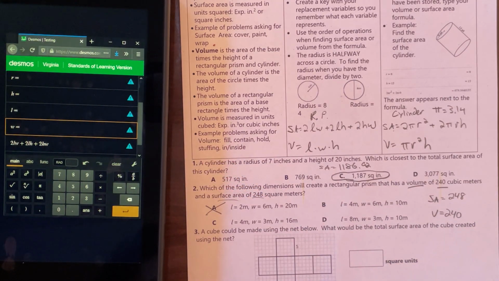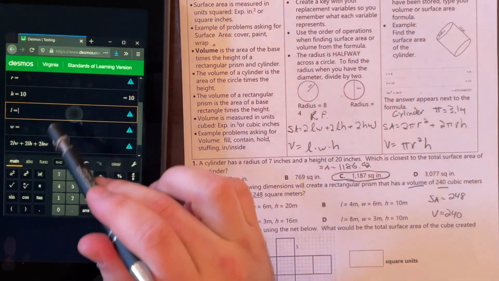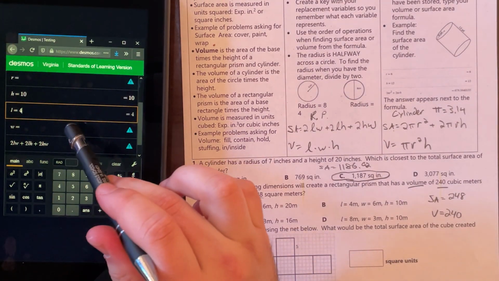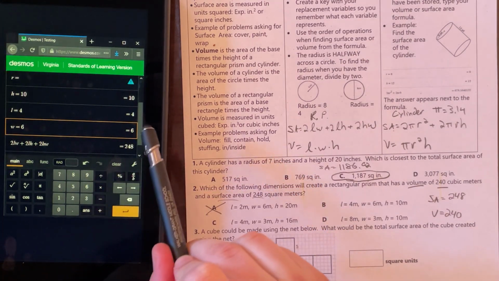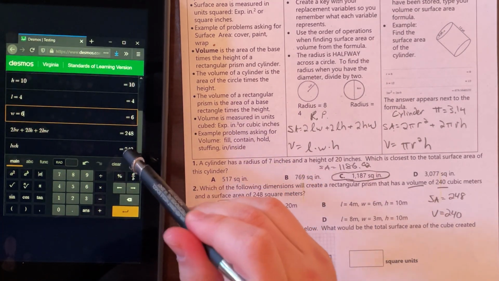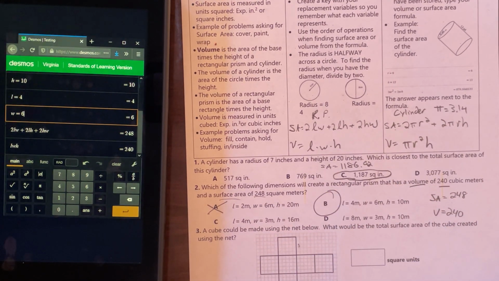All right, what about a height of 10, a length of 4, and a width of 6? We have a surface area of 248, and we have that volume of 240, and so we are good with that one. Then for number 3, it says a cube could be made using the net below. What would be the total surface area of the cube created using the net?